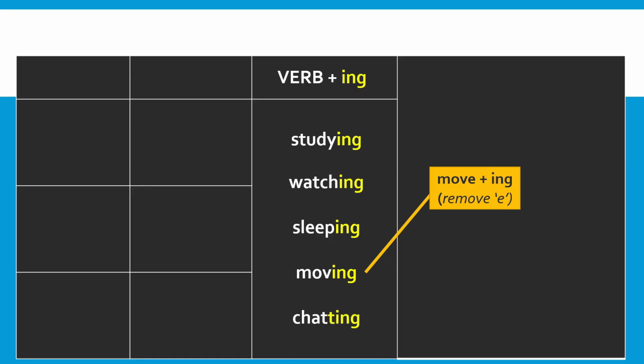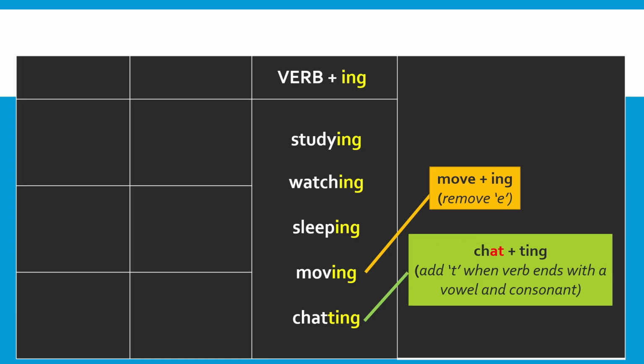M-O-V-I-N-G. Last but not least, chatting. Did you realize that chatting actually has a double consonant? Well, for any verb that ends with a vowel and consonant, for the example here, A is the vowel, T is the consonant. So chat basically ends with A and T. When any of the verb meets this kind of consonant, we will need to add another consonant beside it together with ing. Therefore, chat becomes chatting, C-H-A-T-T-I-N-G. So now we have already known 50% of the way in using present continuous.